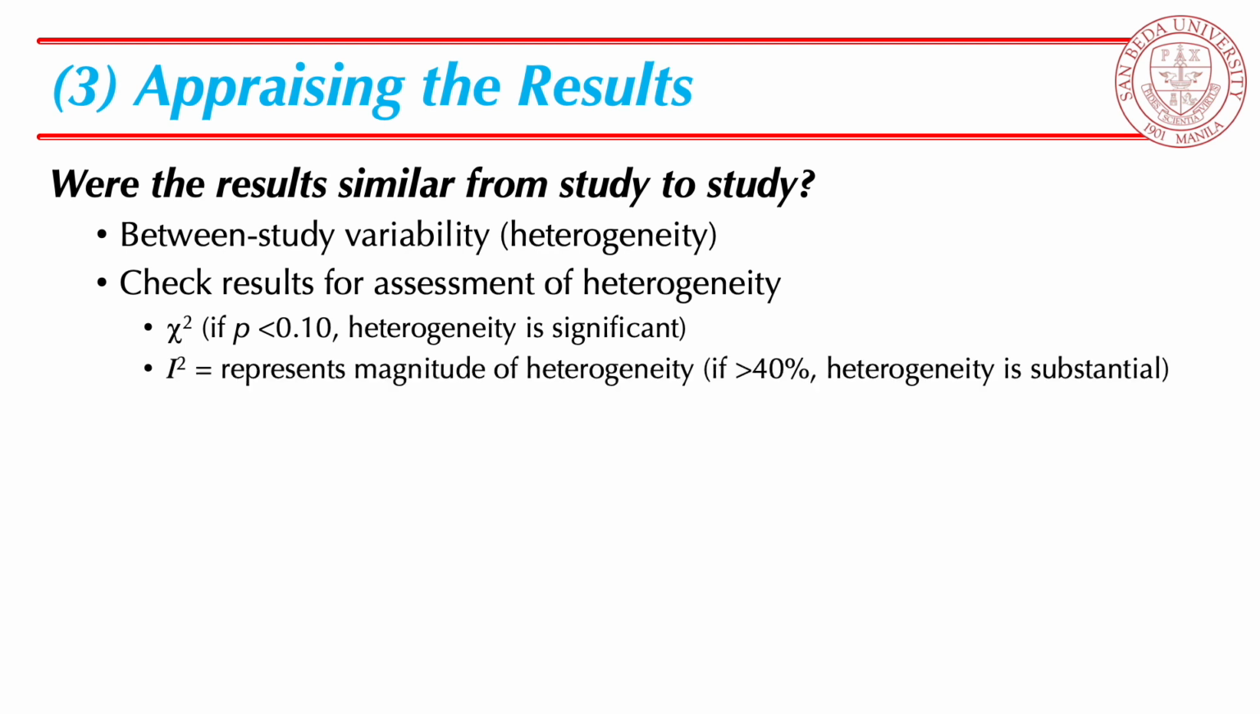The second statistical method is the I-squared statistic. While the chi-squared test indicates presence or absence of heterogeneity, the I-squared statistic provides information on how big that heterogeneity is. I discuss this in more detail in the supplemental video, but a value greater than 40% generally represents substantial heterogeneity.